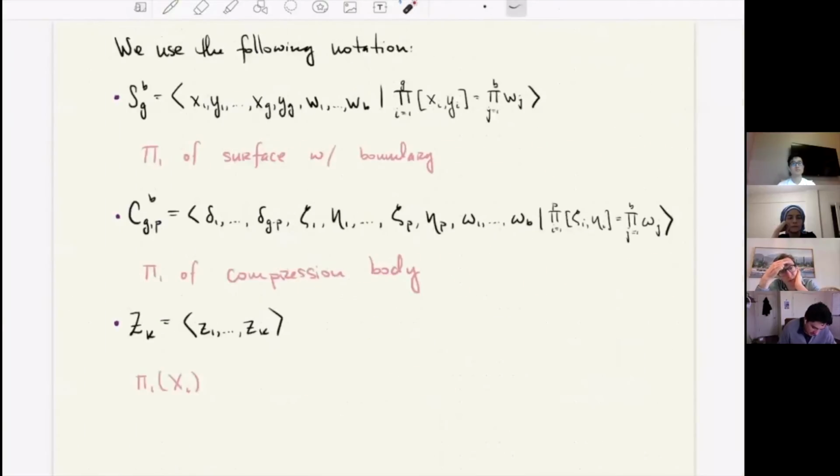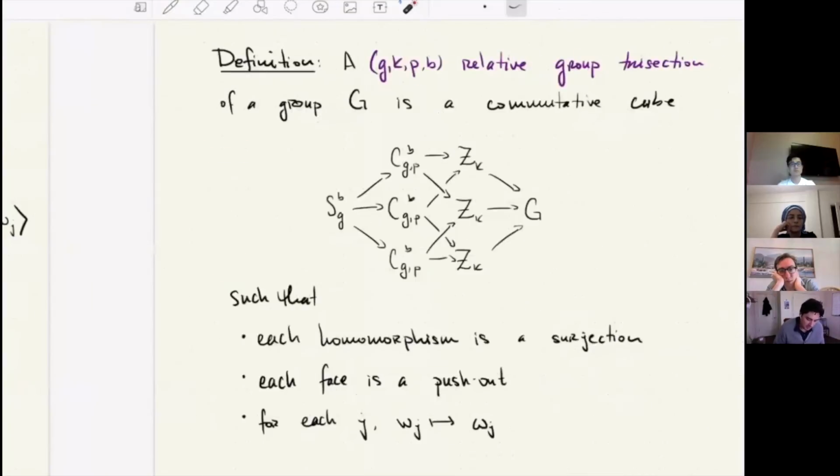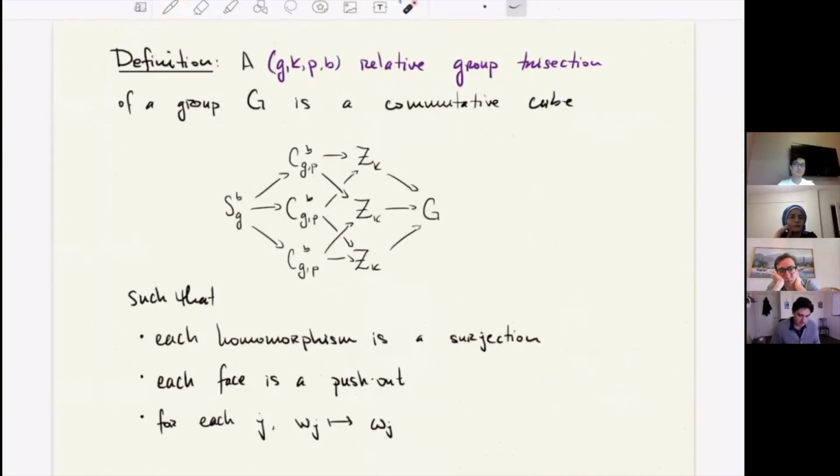Okay, and this slide just reminds us of everything. Okay, so here's the definition of a relative group trisection. It's basically the same thing. It's a commutative cube, but now each of the homomorphisms is still a surjection. Each face is still a pushout.